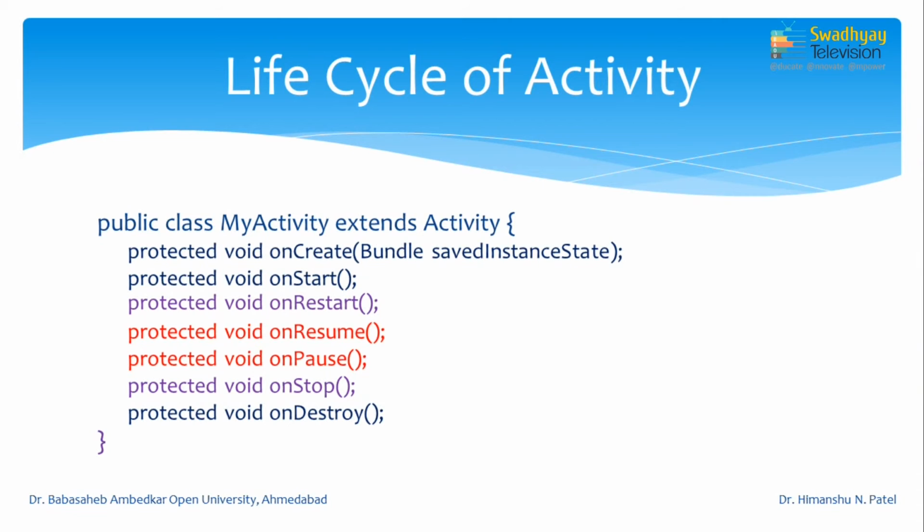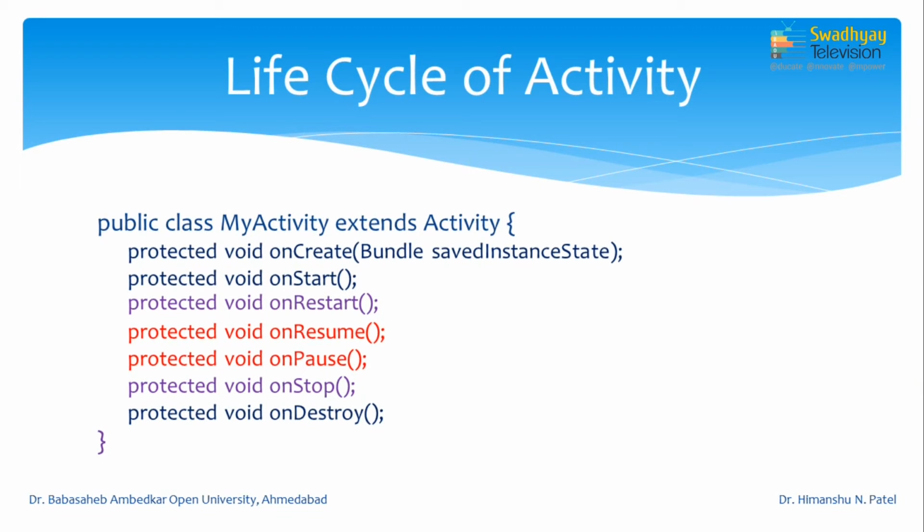Let us look at the life cycle of an Android activity. An activity is represented by the Activity class. So, here we write public class MyActivity extends Activity. MyActivity is the name that you have specified for the activity while creating your project, and it extends Activity, which means it is a subclass of the Activity class.